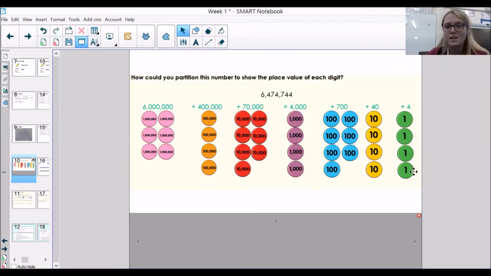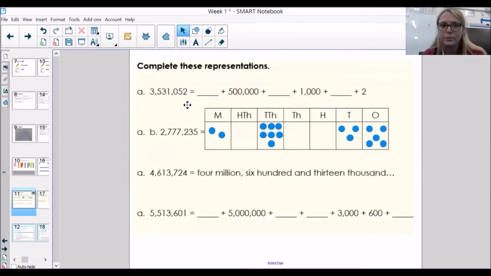So that would be my number sentence. So if I added those all up, I would get my answer 6,474,744. Okay, right, let's try some examples together and then you'll have a go at doing some on your own.